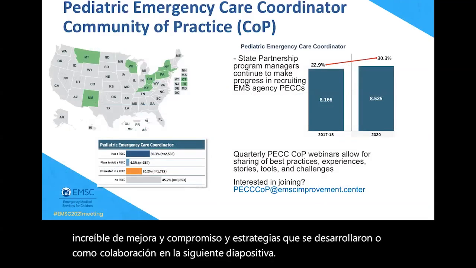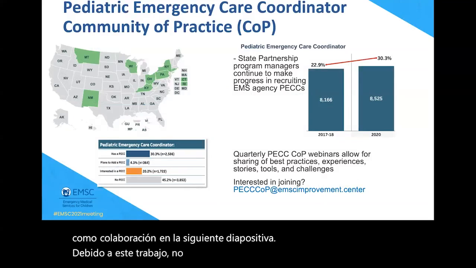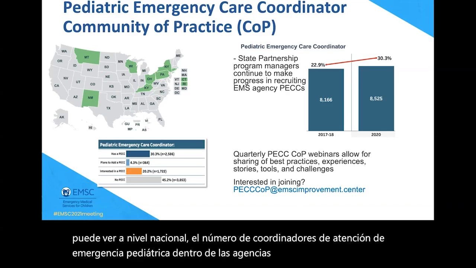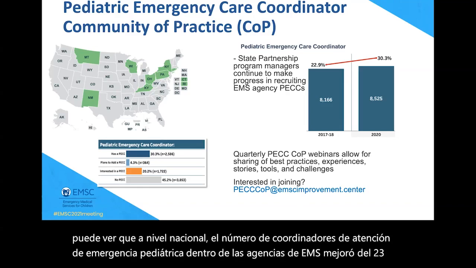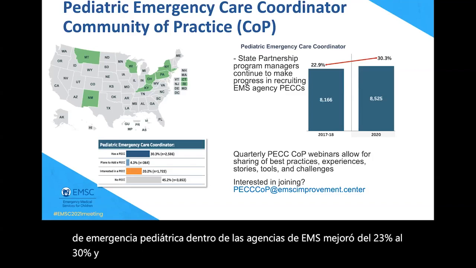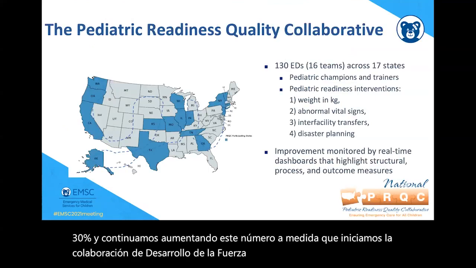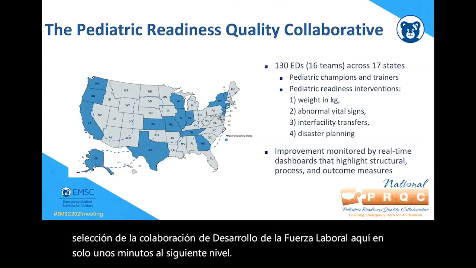Because of this work, they not only exceeded their goal, but you can see that on a national level now, the number of pediatric emergency care coordinators within EMS agencies improved from 23% to 30%. And we continue to grow this number as we kick off the PEC Workforce Development Collaborative here in just a few minutes. Next slide. The Pediatric Readiness Quality Collaborative is our next quality improvement collaborative.